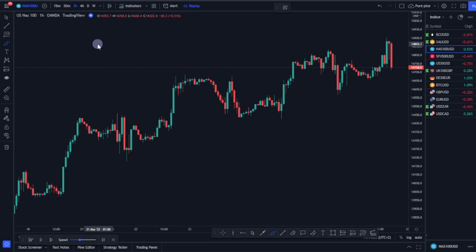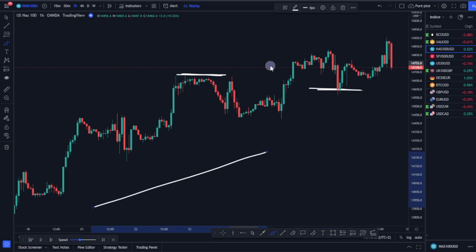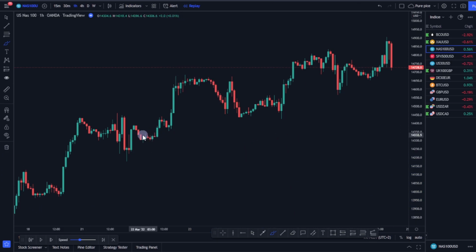You can either enter through using a retest method where you take advantage of resistance and support, or you can either enter through trend lines where you just draw your trend line and follow that particular flow of the market. So let me just erase and let's get into it.